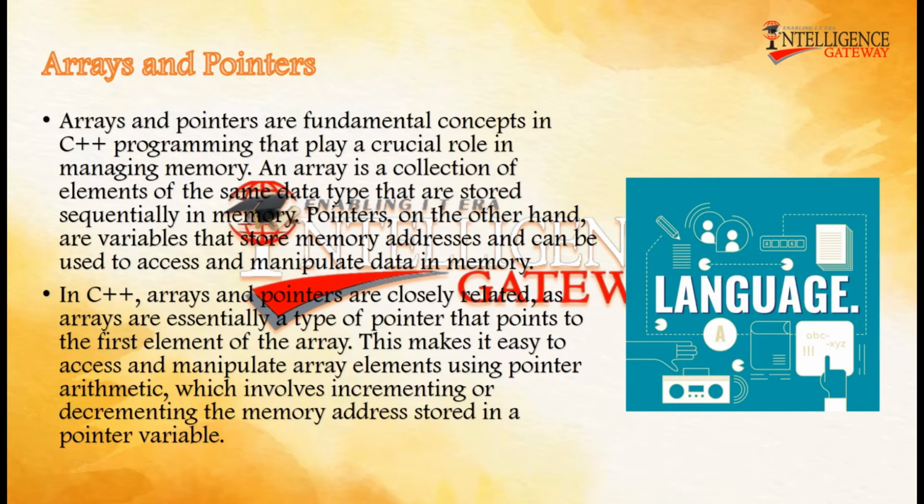Arrays and pointers. Arrays and pointers are fundamental concepts in C++ programming that play a crucial role in managing memory. An array is a collection of elements of the same data type that are stored sequentially in memory. Pointers, on the other hand, are variables that store memory addresses and can be used to access and manipulate data in memory. In C++, arrays and pointers are closely related, as arrays are essentially a type of pointer that points to the first element of the array. This makes it easy to access and manipulate array elements using pointer arithmetic, which involves incrementing or decrementing the memory address stored in a pointer variable.